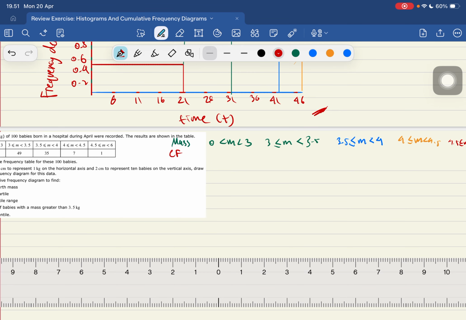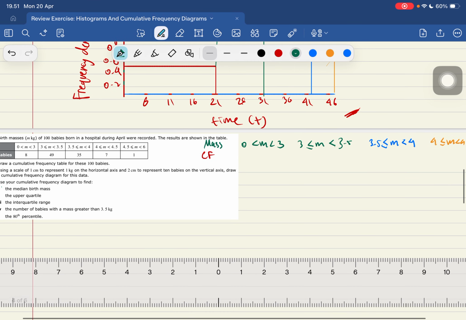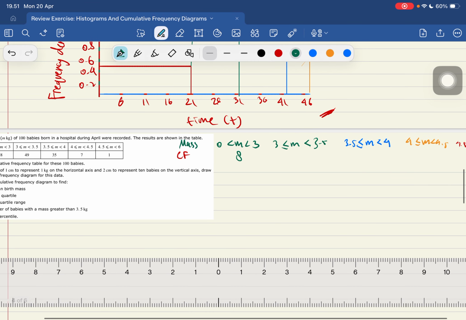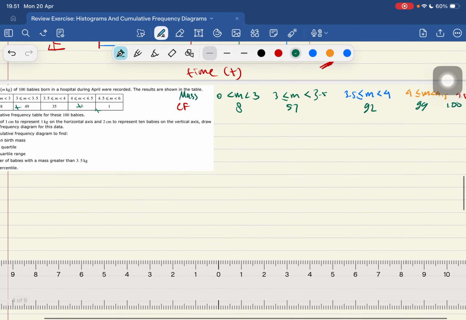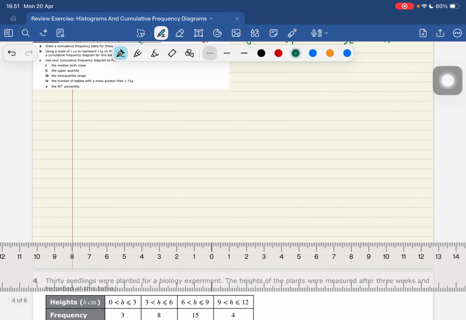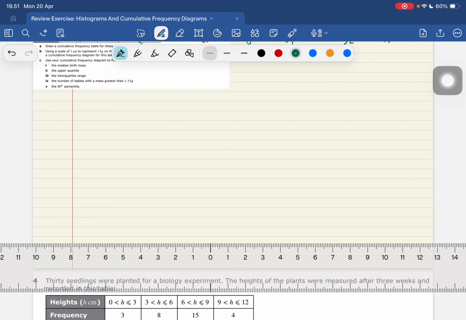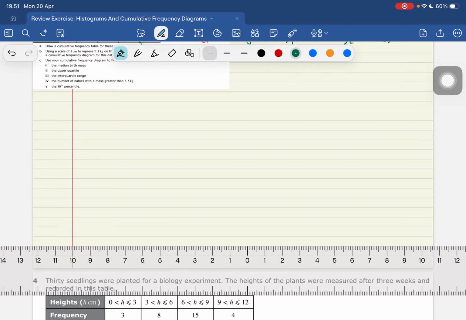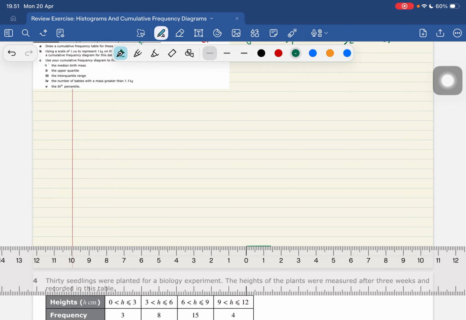Here's the cumulative frequency. So as we did before, 8, so this is 8 plus 49, so it's going to be 57, plus 35, it's going to be 92, plus 7 is 99, and plus 1 is 100. Here is the table. Now let us draw the diagram. So this is from 1 to 6. I think this will be fine.